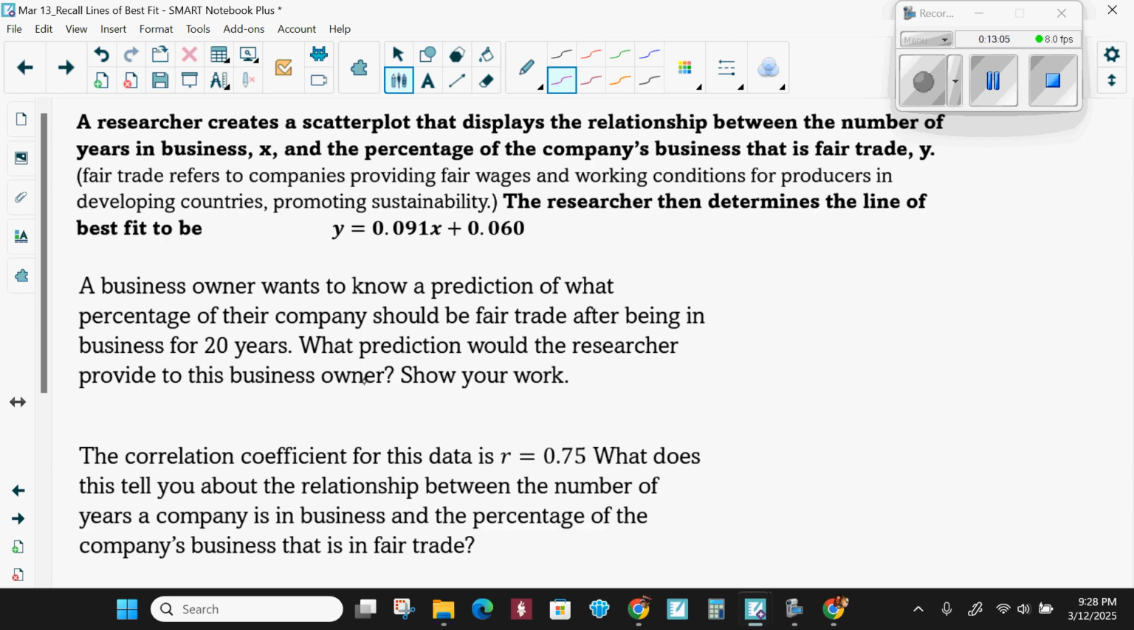Okay, our last one says a researcher creates a scatter plot that displays the relationship between the number of years in business and the percentage of the company's business that is fair trade. It gives the definition of fair trade: helping developing companies and promoting sustainability. The owner wants a prediction of what percentage should be fair trade after 20 years. Remember, X is the years in business, so we plug in 20 into the equation.